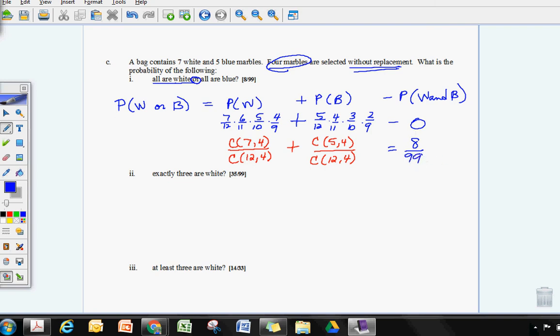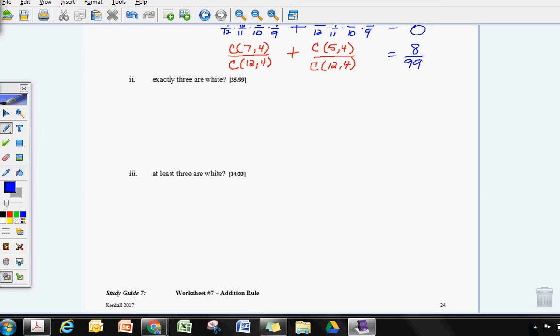Okay, continuing on. How many ways are there exactly 3 white? So if I do exactly 3 white, kind of the old-fashioned way, probability of 3 white. Okay, these are the problems that some of you guys have struggled with. I have to do 7 out of 12. That's how many white originally, times 6 out of 11, times 5 out of 10.